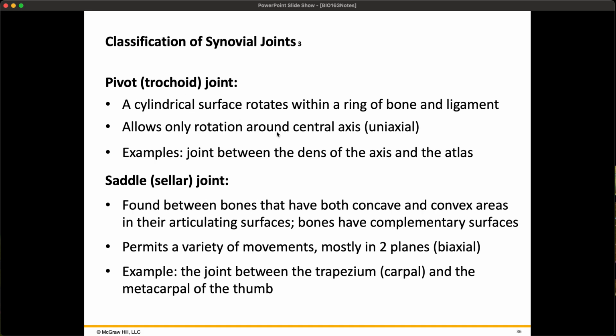A pivot joint, this is like in between the first and second vertebrae. So you can rotate your head, you can turn it around. It allows that one kind of uniaxial movement around that sagittal plane.